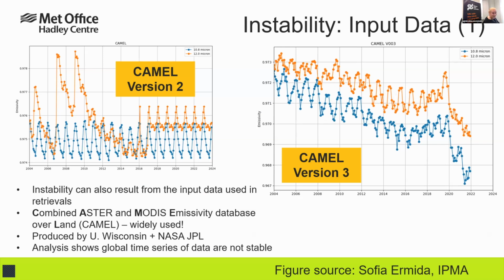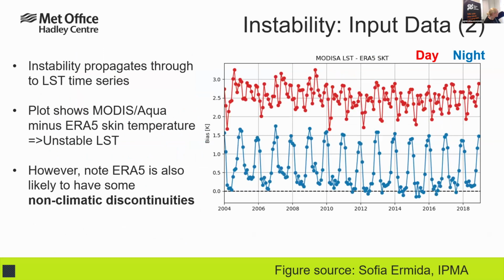And that's what we find in this plot here. You can see the effect that Sofia has found on MODIS LST. This is from Aqua, I think. You can see how this change in emissivity data has propagated through the LST retrieval. And you can see that there are non-climatic artifacts in there. It's really important to notice that.